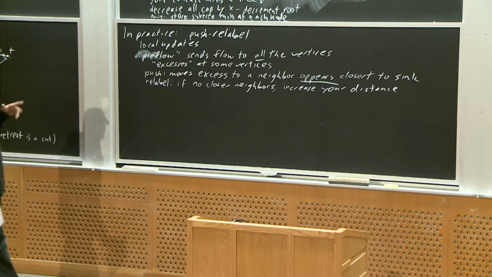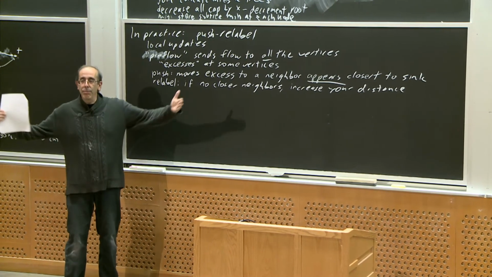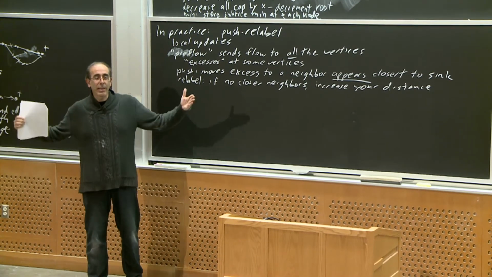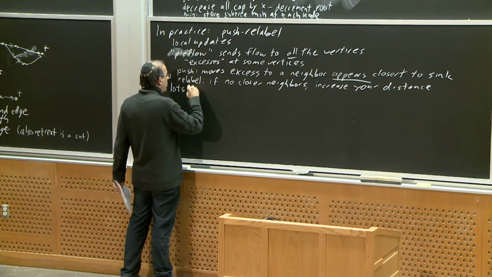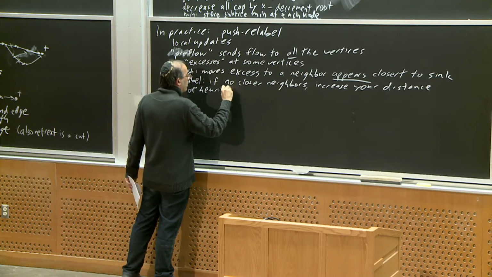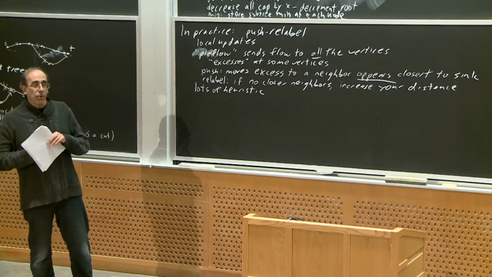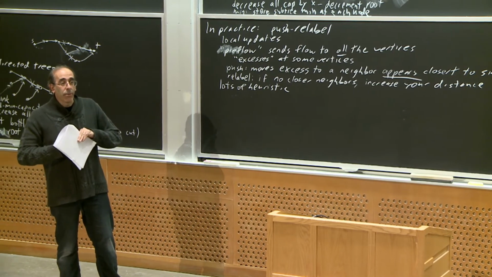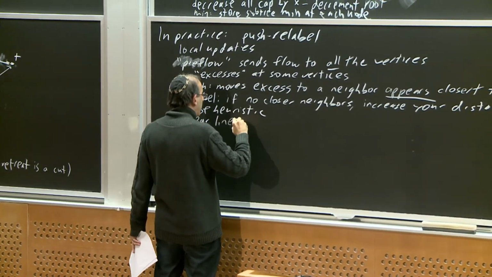Okay? So it's using the same ideas as blocking flows, but it's not doing these large phases of exactly computing the distances and then exactly computing the blocks. And this creates an opening for lots of heuristics about which vertex do you push from, when do you relabel, and so forth. That leads to lots of better time bounds than the blocking flow algorithms, and in fact, leads to near linear time performance in practice.